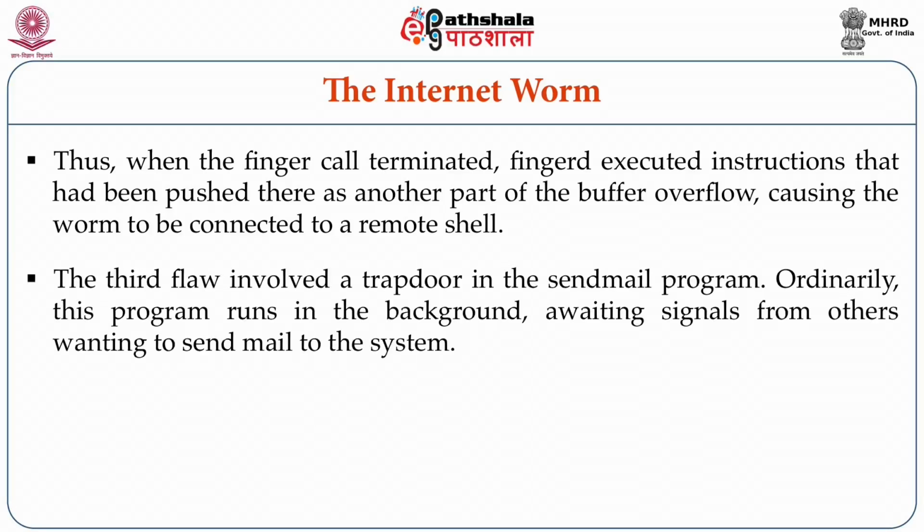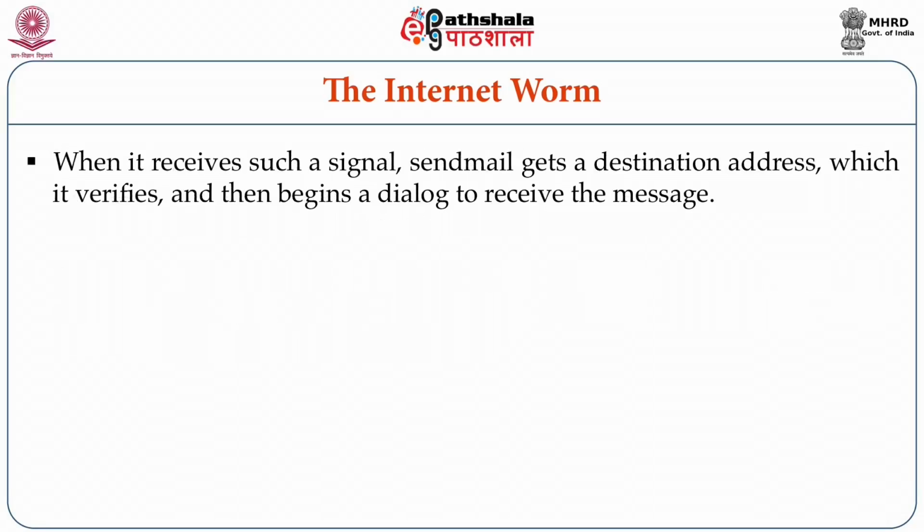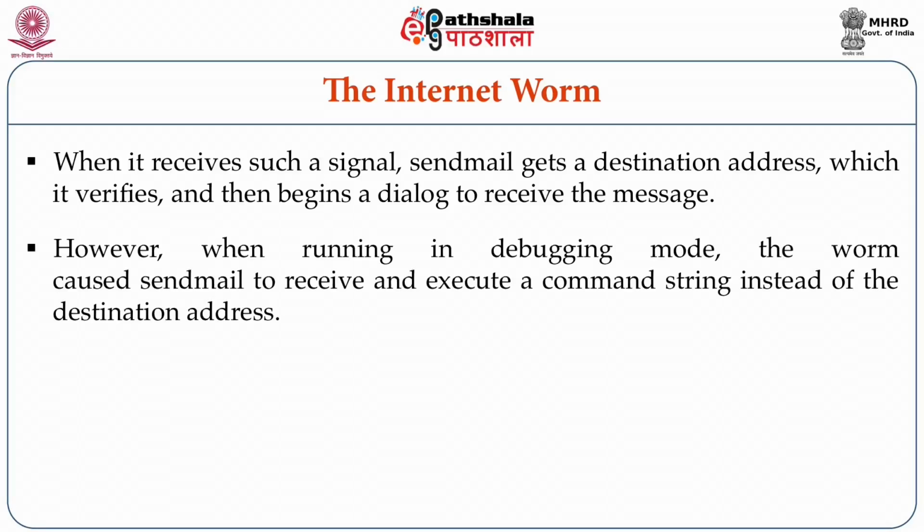The third flaw involved a trapdoor in the sendmail program. The program runs in the background awaiting signals from others wanting to send mail to the system. When it received such signals, sendmail got a destination address, verified it and then began a dialog to receive the message. When running in debugging mode, the worm caused sendmail to receive and execute a command string instead of the destination address.